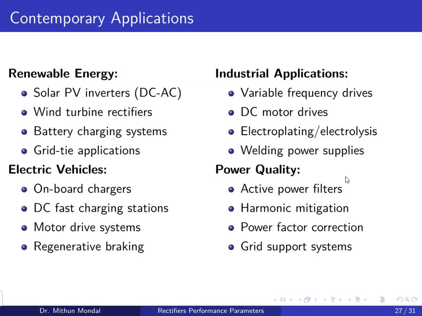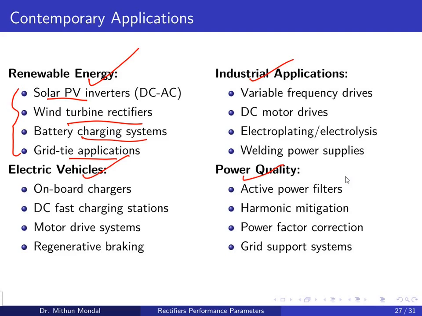Some of the contemporary applications of these rectifiers are in the form of renewable energy, industrial applications, electric vehicles, and power quality. So renewable energy nowadays is growing a lot, and more advantage we are getting as the energy demand is increasing. So inverters will be there, where the solar PV system, which is the conversion of DC to AC, wind turbine rectifiers will be there, battery charging systems and grid tie applications will be there.